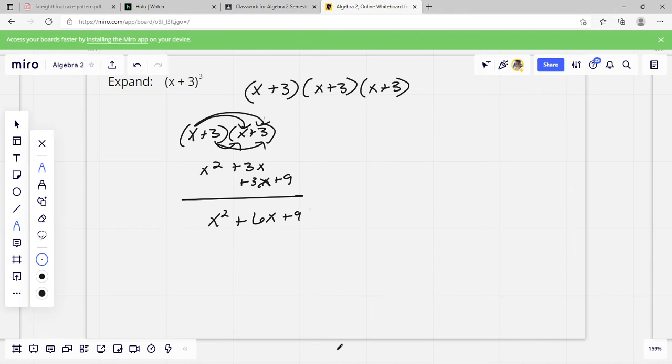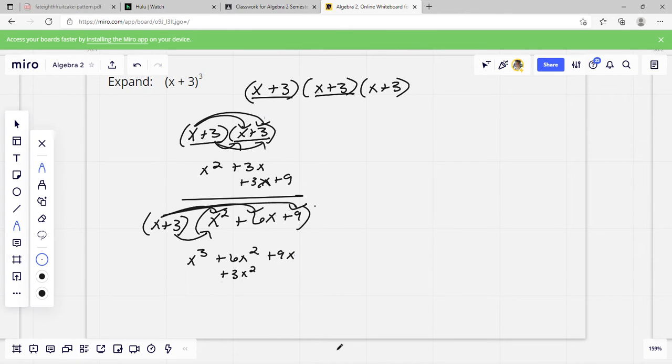Then we have to multiply this whole thing times another x plus 3. Okay, so right here we did 1, 2. There's those. And now our third. It's right there. Alright, so we're going to rainbow here. X times x squared would be x to the third. X times 6x would be plus 6x squared. And then x times 9 would be plus 9x. Then we'd need 3 times x squared, so that'd be plus 3x squared.